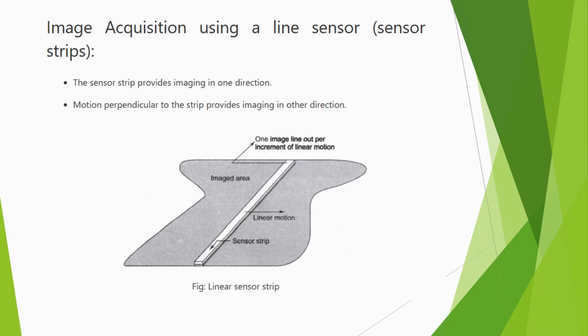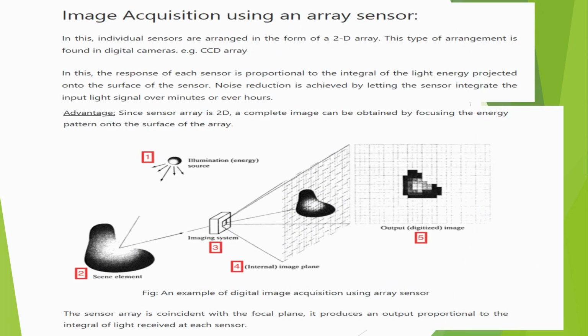Image acquisition using an array sensor: individual sensors are arranged in the form of a 2D array. This type of arrangement is found in digital cameras, for example a CCD array. In this, the response of each sensor is proportional to the integral of the light energy projected onto the surface of the sensor. Noise reduction is achieved by letting the sensor integrate the input light signal over minutes or even hours.